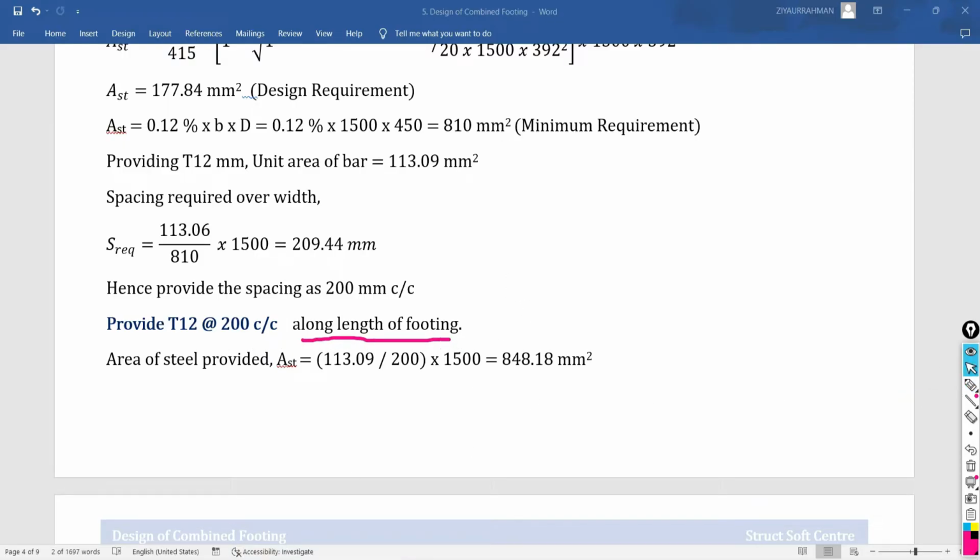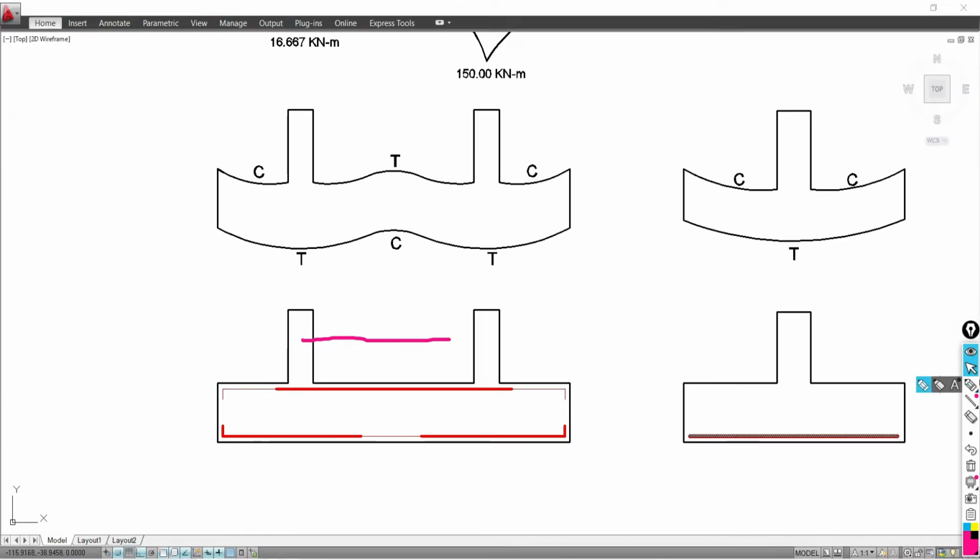So here I am getting the value. Just go to this, and here it is actually 12 mm diameter bars at a spacing of 200 mm center to center reinforcement. Now I have to find out what diameter and what spacing will be for this reinforcement. Just go to this calculation.